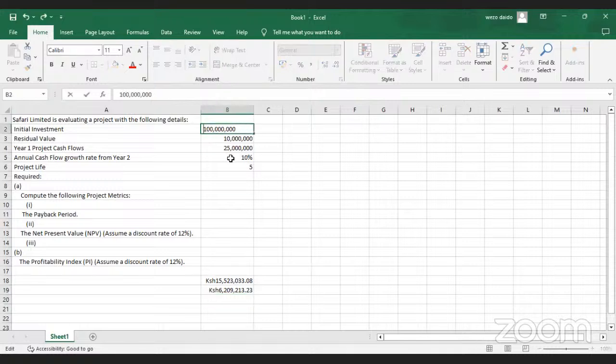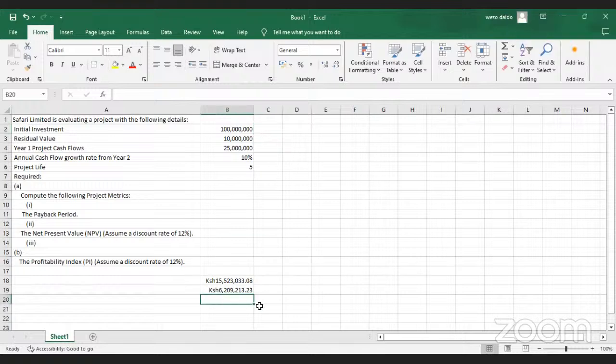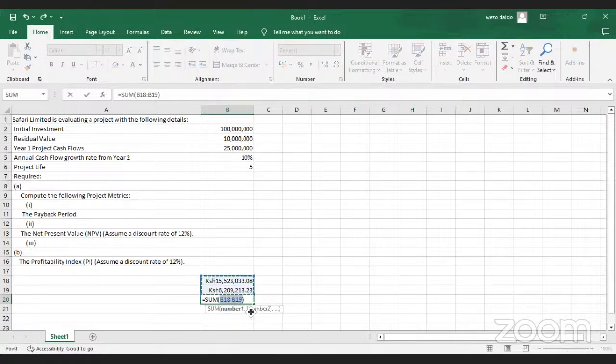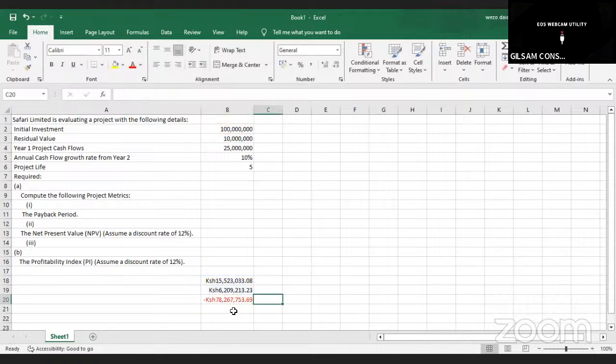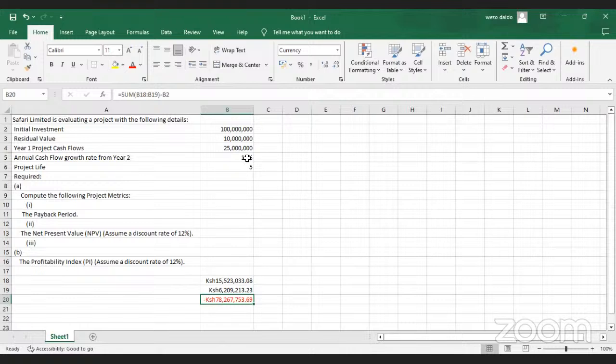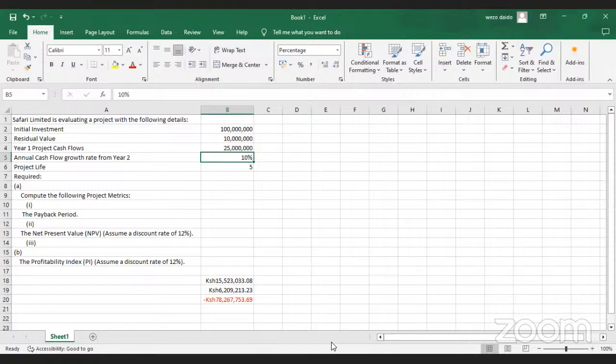Add the 2 and subtract the initial investment. So the NPV is negative, but which rate did you use? 10%. And in the question we were told to assume a discount rate of 12%.